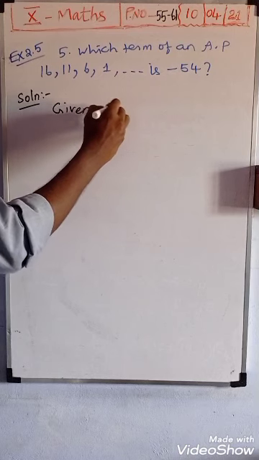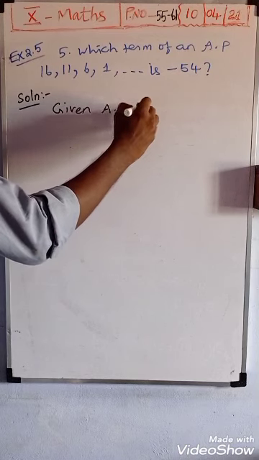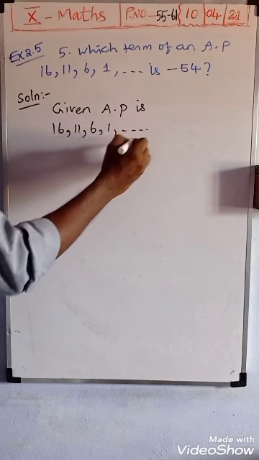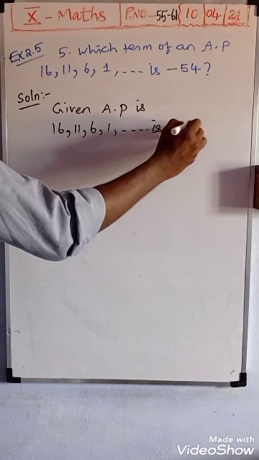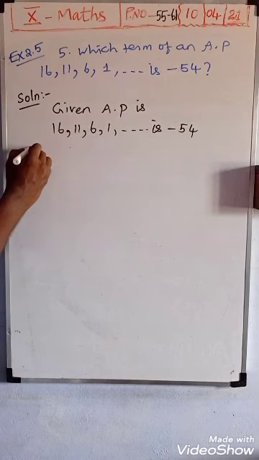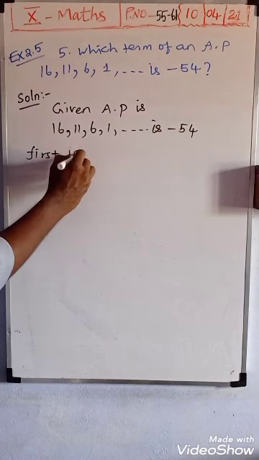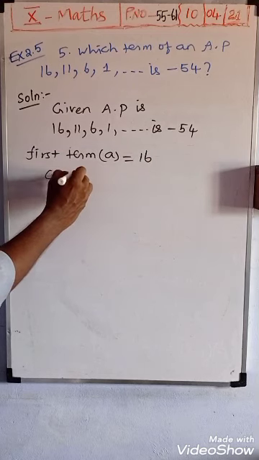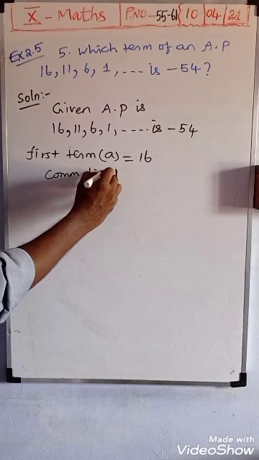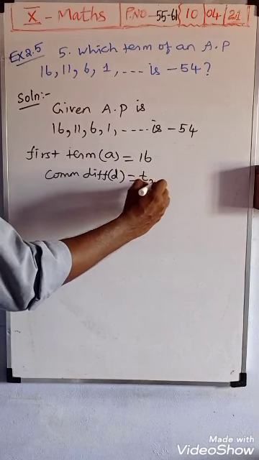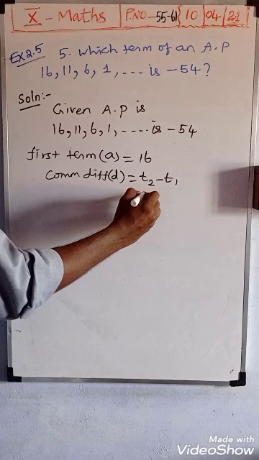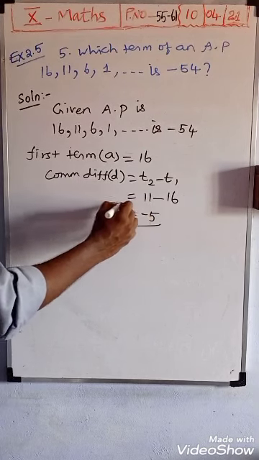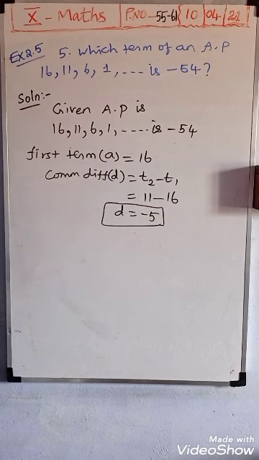Given AP is 16, 11, 6, 1, up to etc. Which term is minus 54. Here first you write the first term. First term A is equal to 16. Common difference: the second term you should subtract with the first term. Common difference T2 minus T1. So 11 minus 16 you will receive as minus 5. So D is equal to minus 5.